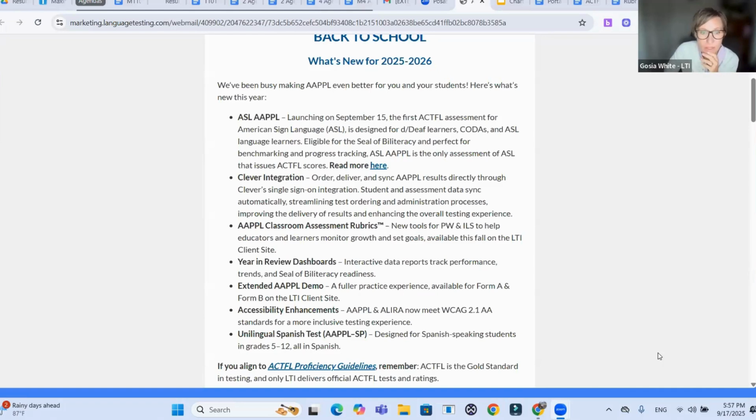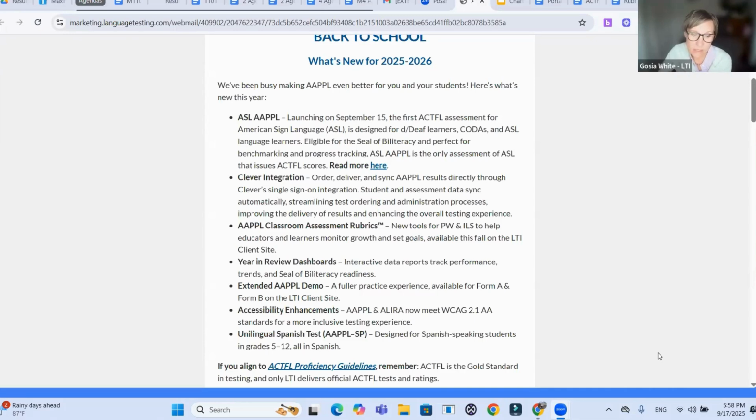The rubrics that we mentioned earlier, there are extended Apple demos. I think there was a question about how students can practice taking the test. So it's really not practice, it's a demo. It kind of gives the students the experience of taking the test. As we said, you can't really test prep, right? But you can show students what you expect. We also have an extended demo that's also available through the client side. So lots of great new releases and updates.